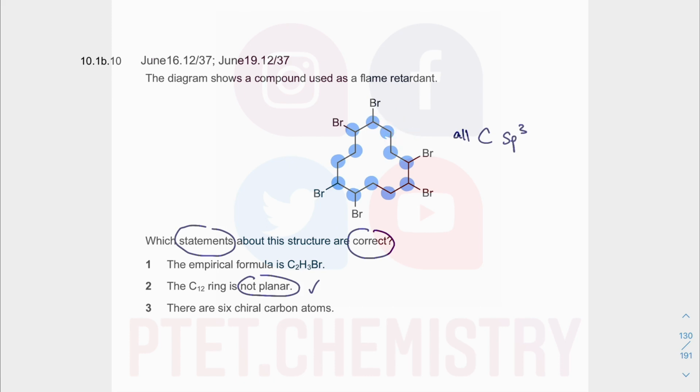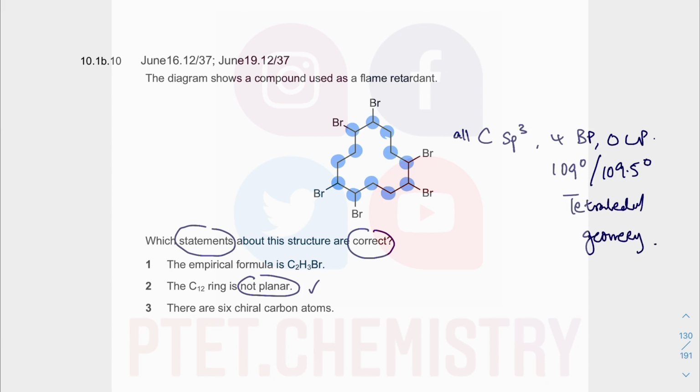So all the carbon is sp3 with 4 bond pair and 0 lone pair. So they give you 109 degree or 109.5 degree in a tetrahedral geometry. That is not just on 1 carbon, that is on each and every of these carbon. There's no carbon-carbon double bond at all. So it is not planar at all. All the carbon are tetrahedral. That is correct. The empirical formula, you see, a bit tricky.